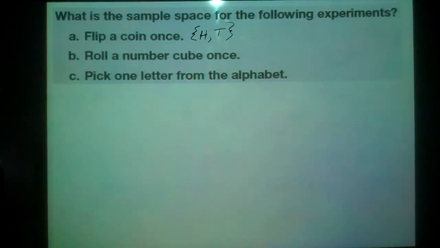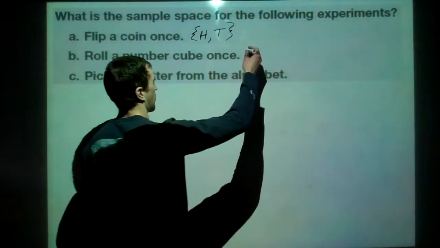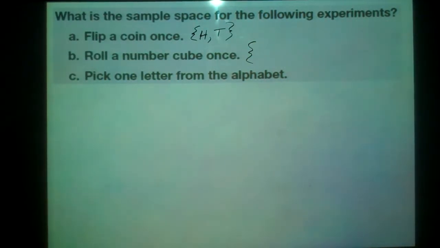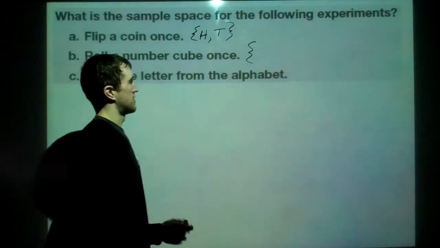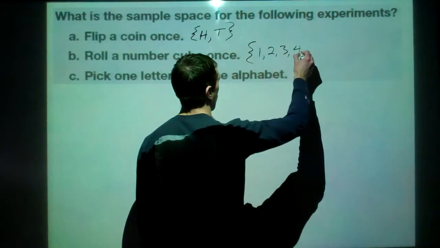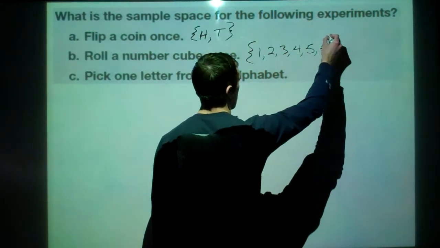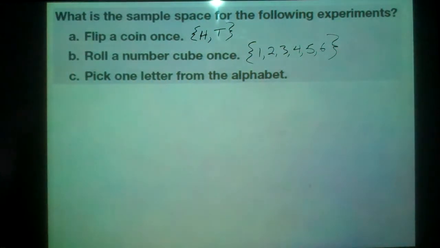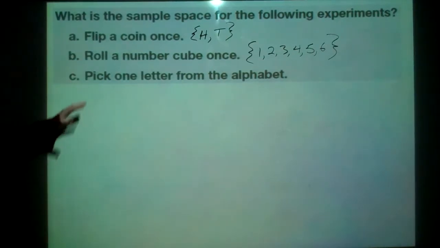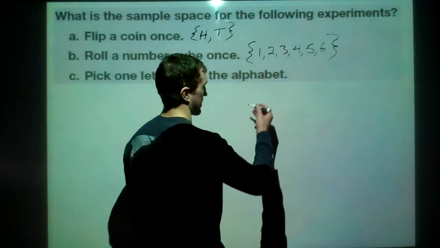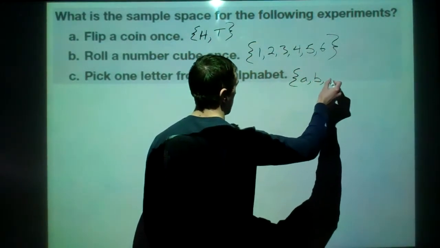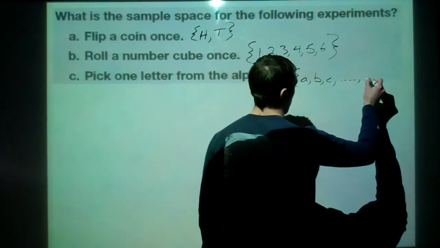Alright, if we roll a number cube once, we're going to use our brackets again. This is the official way to write a sample space. Rolling a number cube once. A number cube has 6 numbers on it. You can get a 1, a 2, a 3, a 4, a 5, or a 6. Okay? So that would be your sample space, the list of all the possible outcomes that you could get. Picking one letter from the alphabet. That's going to have 26 outcomes. A, B, C, all the way to Z.